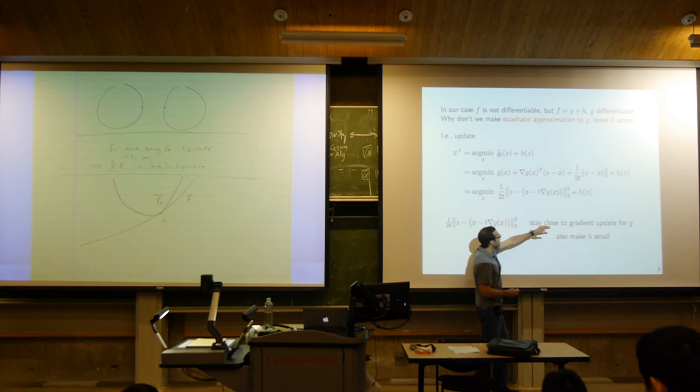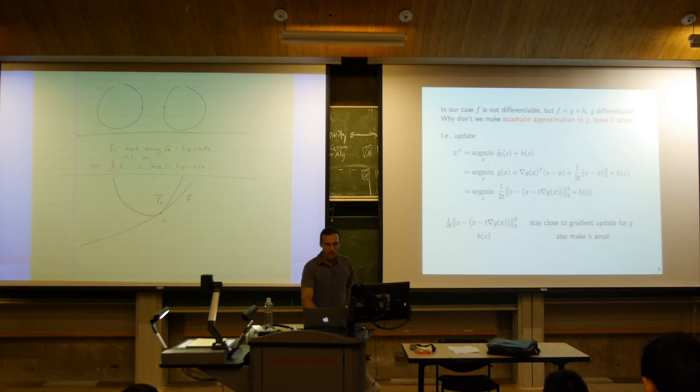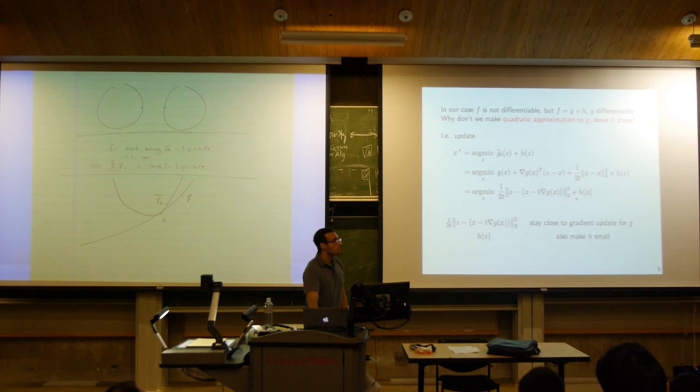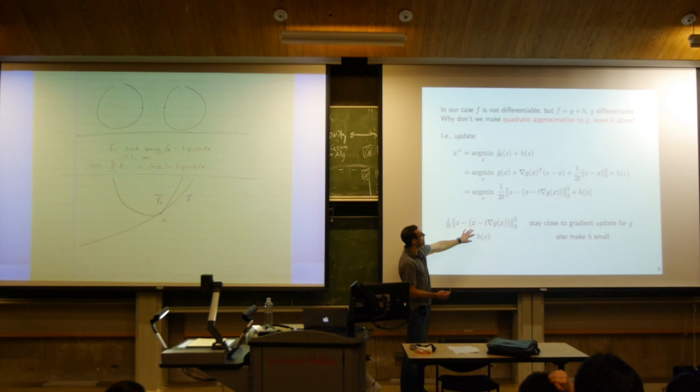So we can interpret these two terms as follows. We're trying to minimize the sum of these two terms. This one is trying to encourage us to stay close to what we would have gotten if we just took a gradient update with g alone, right? Because that's sensible if we're trying to minimize the sum of g plus h. And this one's also trying to make h small in the meantime. It's saying don't forget about h. And this parameter t controls the relative importance of these two terms. So if t is very small, then we're going to be placing a lot of importance on staying close to the gradient update for g, and not much importance on minimizing h.